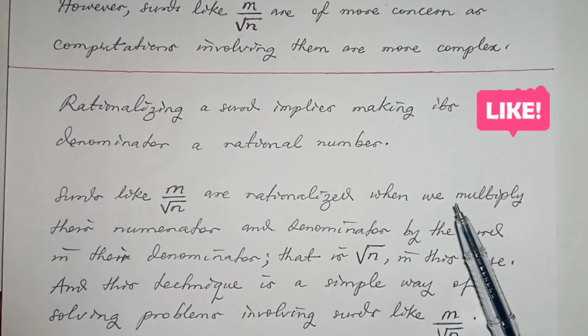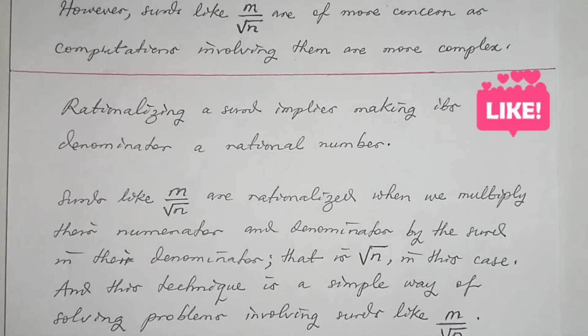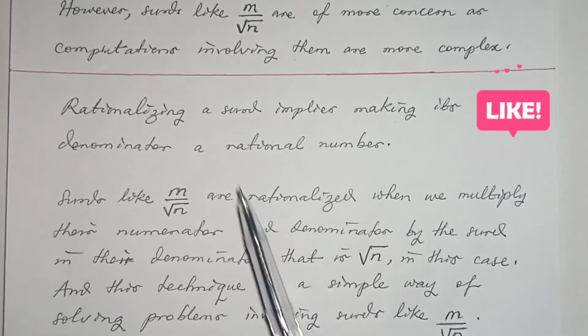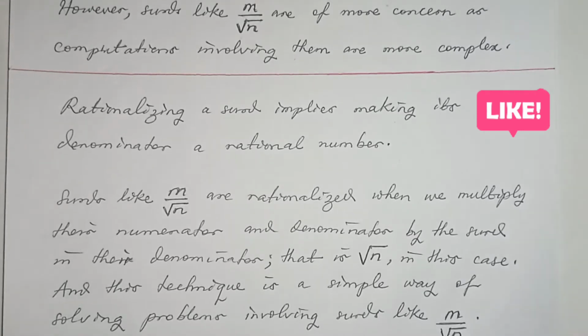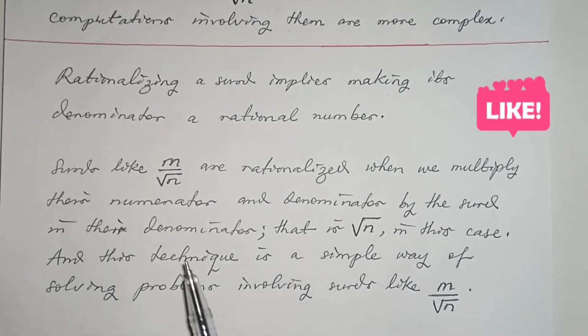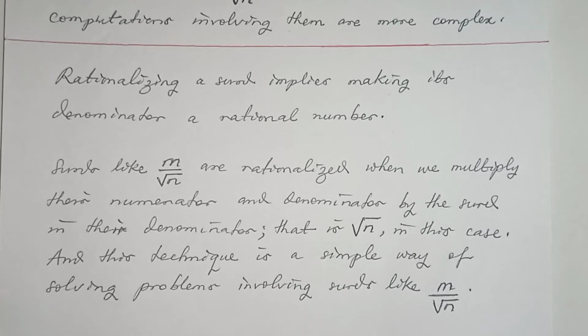Okay, so now what is the technique all about? How do we rationalize surds? To rationalize surds simply means making its denominator a rational number. How do you get that done? To do that is simple. All you have to do is to multiply the numerator and denominator of that surd by the surd in the denominator. That's all. So I'm going to give you an example.